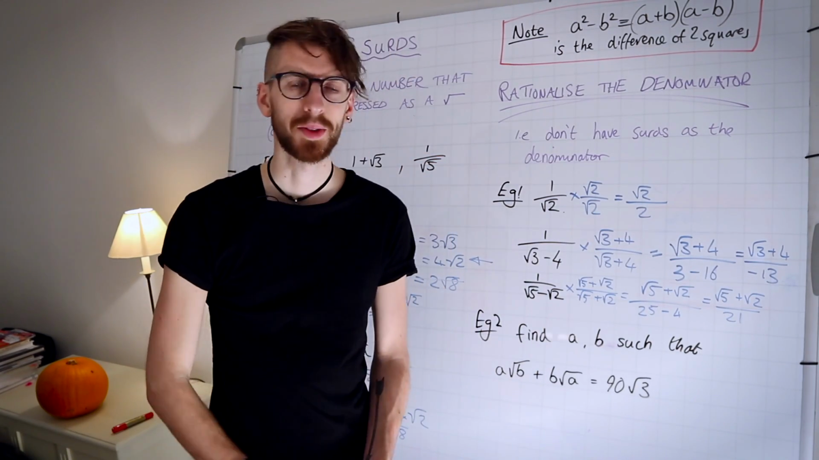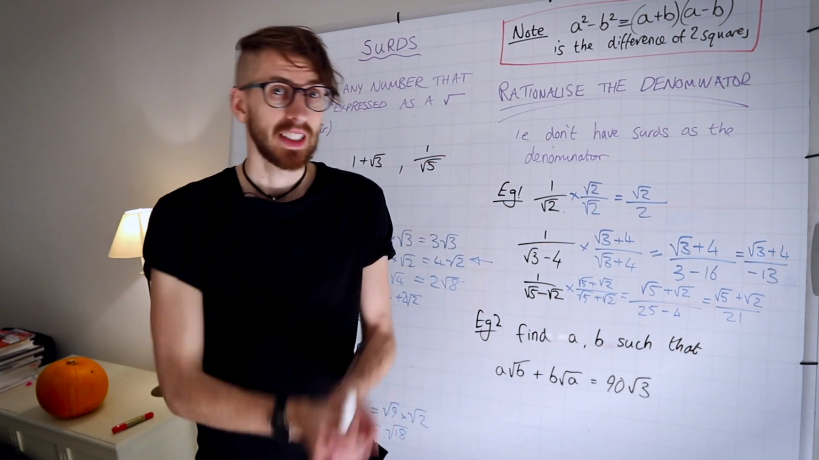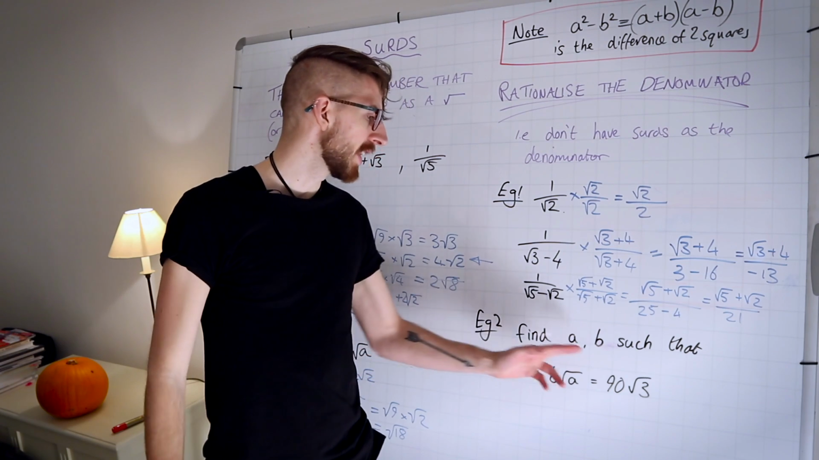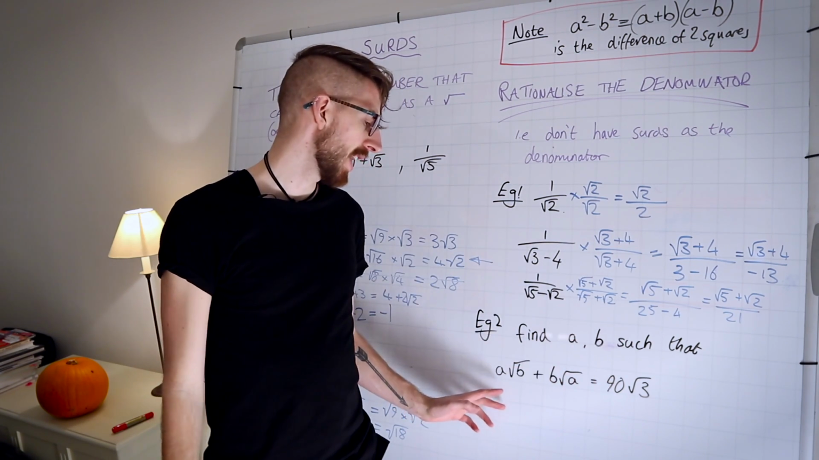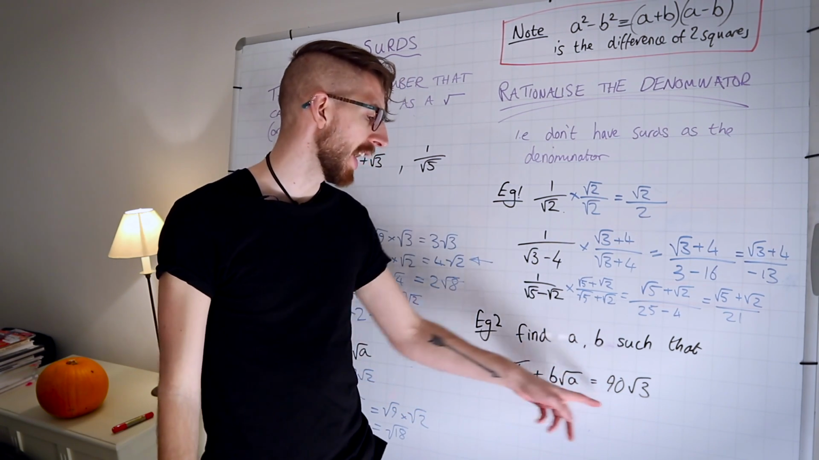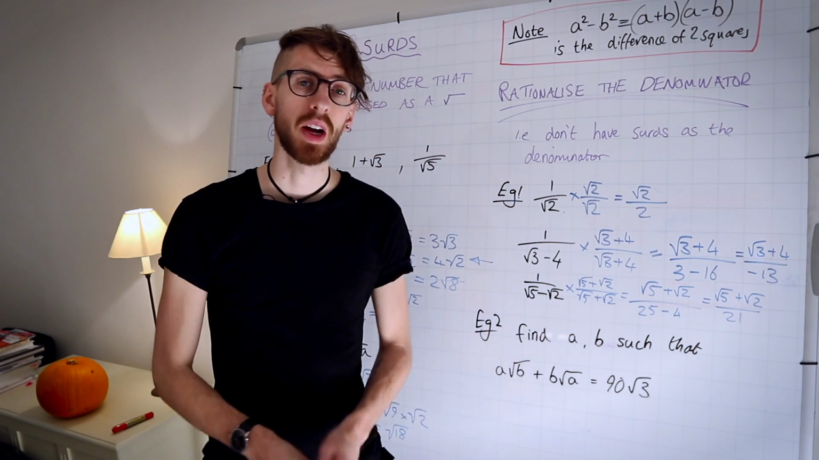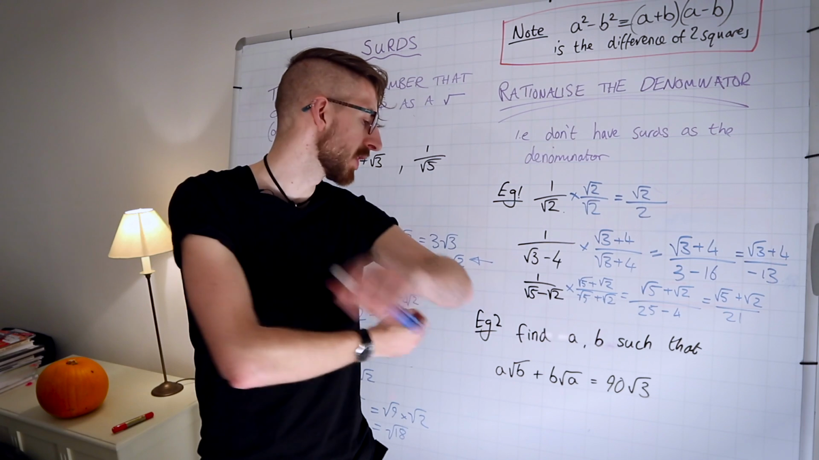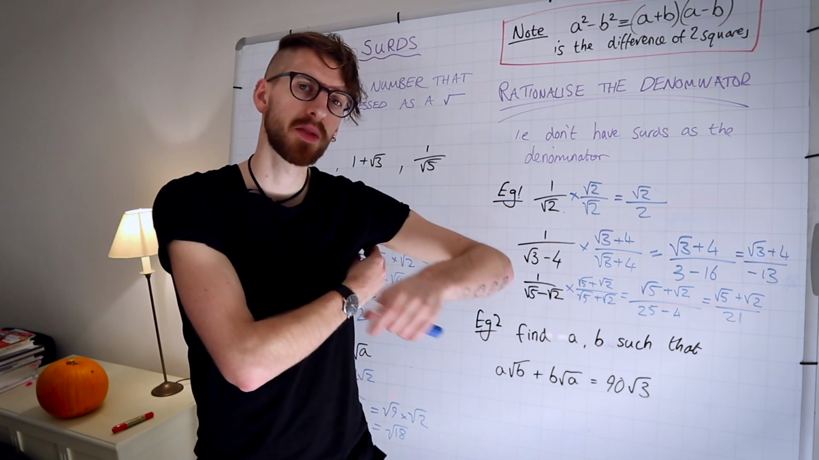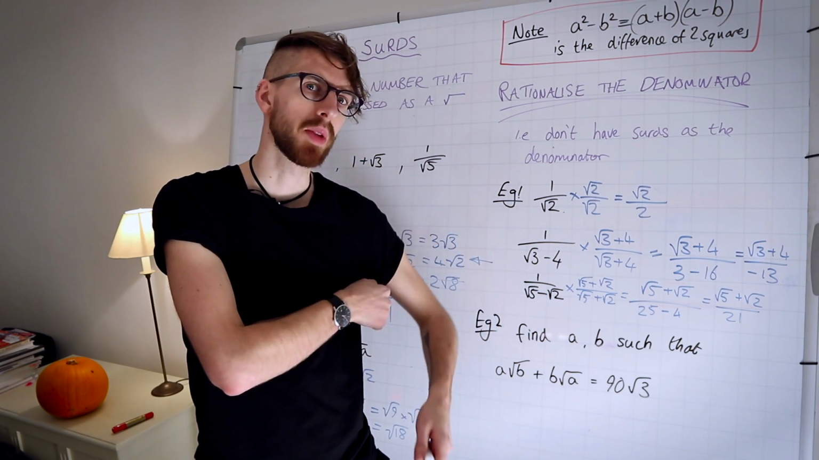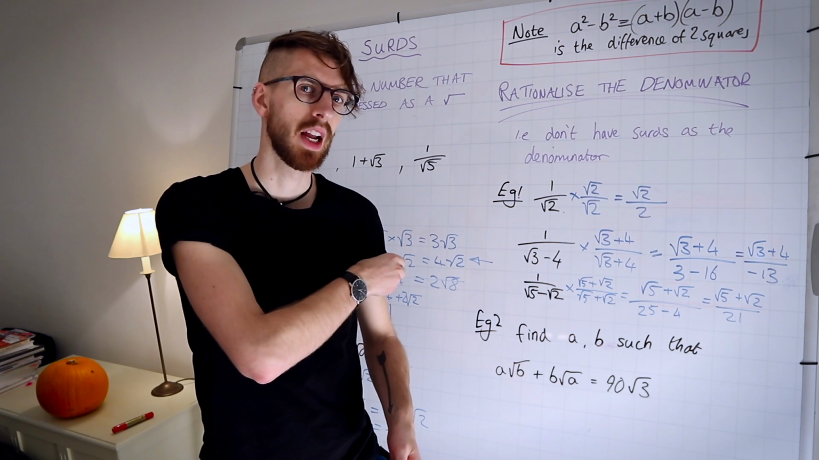Now let's look for something which is much more difficult. Okay, we've got our last one. Yeah, this is a difficult one. Find a and b such that a root b plus b root a equals 90 root 3. Now this is really the final brain scratcher of this little lesson that we're doing. This is probably as tough as it would get in A level.